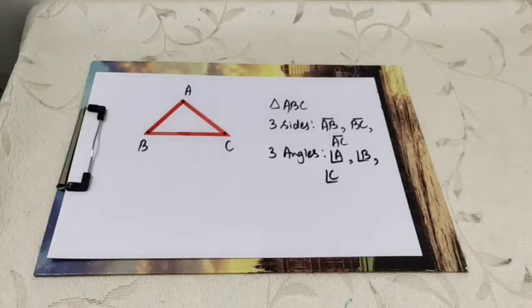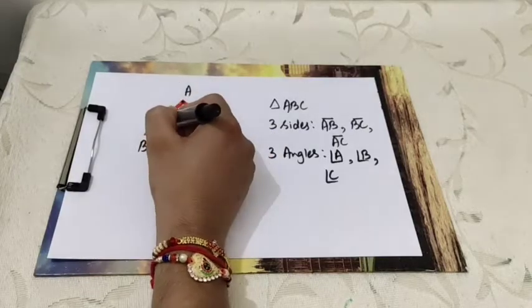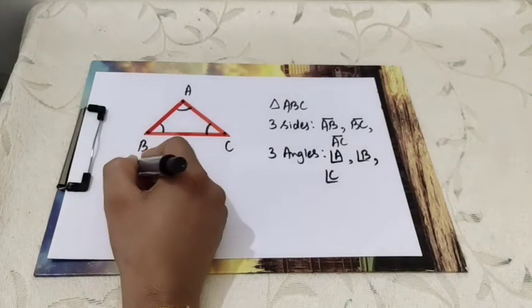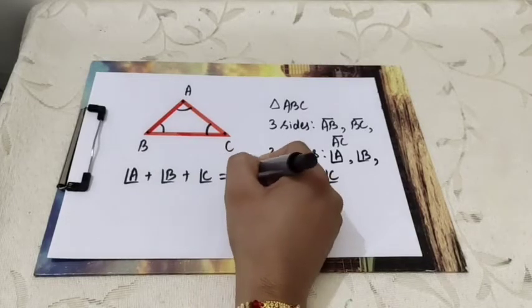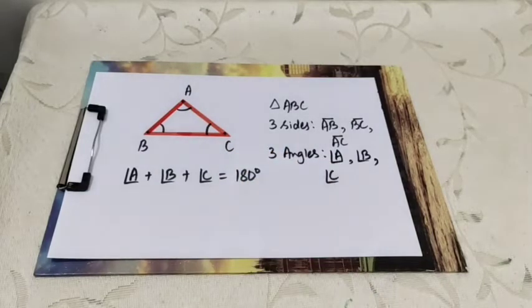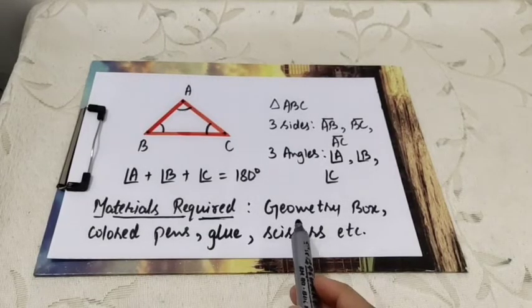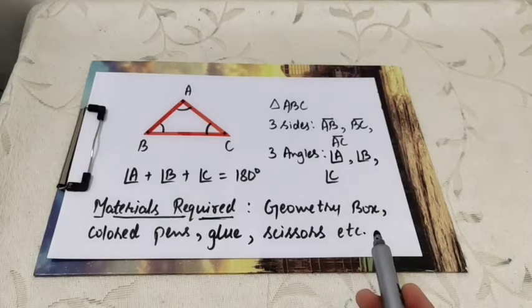According to the angle sum property of triangles, the sum of interior angles of a triangle, like the sum of angle A, angle B and angle C, is 180 degrees. Again, the sum of interior angles of a triangle is 180 degrees. And today we will verify this with the help of one activity. To perform this activity, we require some material like geometry box, colored pens, glue, scissors, A4 size sheet, etc.